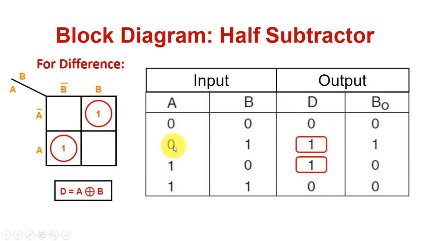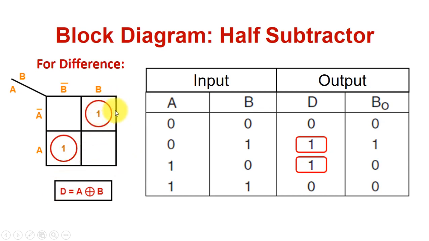Now for the cell number 0 1, we will put the value 1. So 0 1 means A bar B, and 1 0 means A B bar. So at both those cells we will put the value 1, and once the K-map is ready, from that K-map we will try to design an expression for the D.